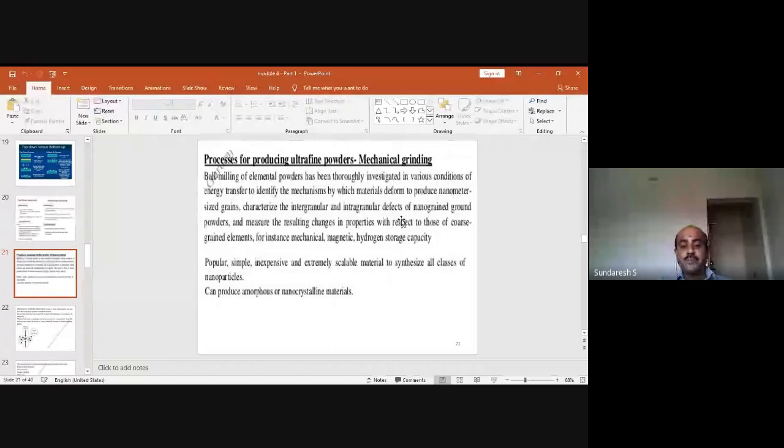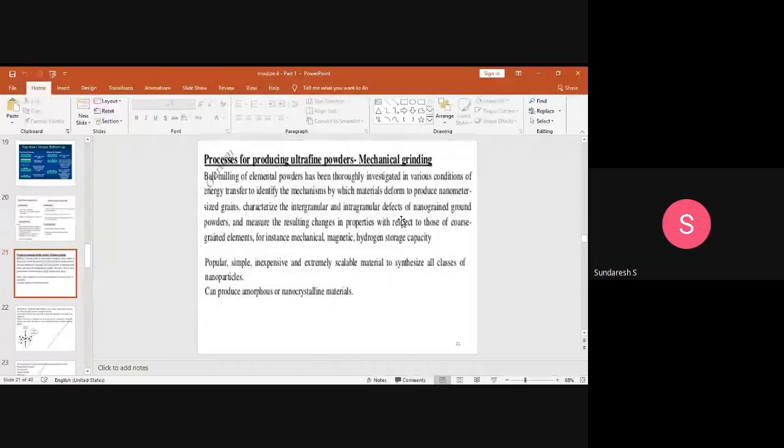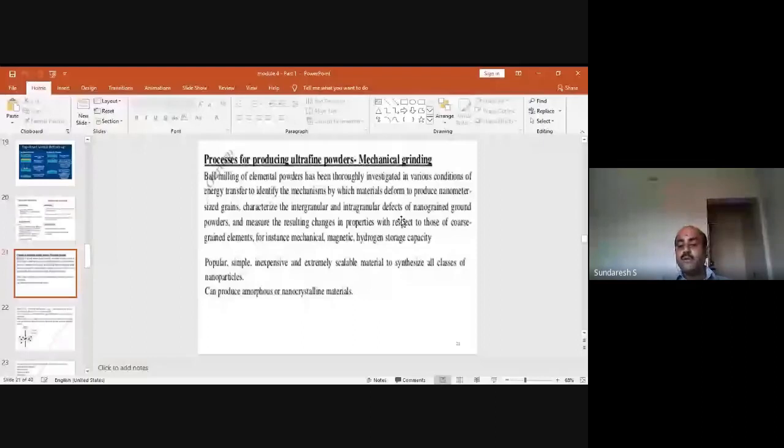Popular, simple, inexpensive, and extremely scalable method to synthesize all classes of material. This is the most popular method, simple, inexpensive, and extremely scalable. I think this kind of process, the ball milling technique, we discussed in the powder metallurgy technique also, where powders are manufactured by ball milling. In a similar way, ball milling is another type of mechanical grinding where you are producing a very fine powder, ultrafine powders, what we can say.